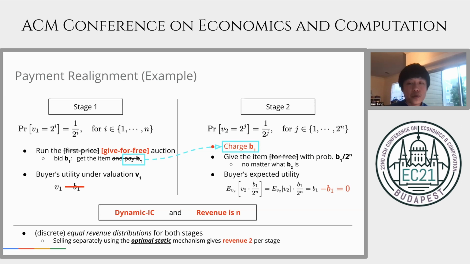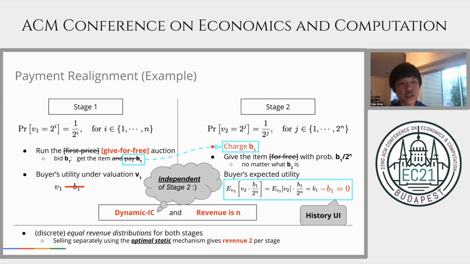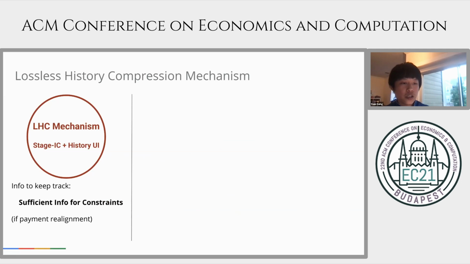And after payment realignment, we can see that the buyer's expected utility in the second round is always 0, which is independent of the buyer's bid in the first round. And moreover, in the first round, we are running a give-for-free mechanism, which is stage IC on its own. As a result, the dynamic IC property will be independent of stage 2 entirely. So when the payment realignment is possible, we are able to convert any clairvoyant mechanism to a stage IC plus HUI mechanism. It turns out that for many practical constraints, payment realignment is possible. For example, ex-post IR budget constraints and ROI constraints, etc.